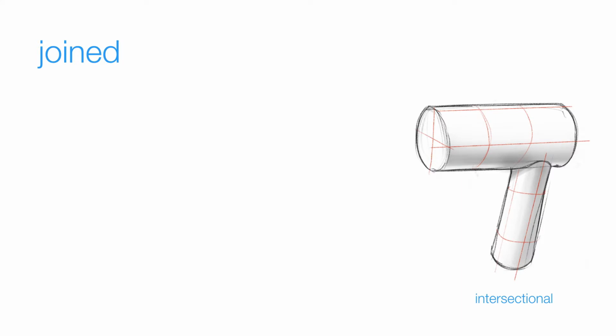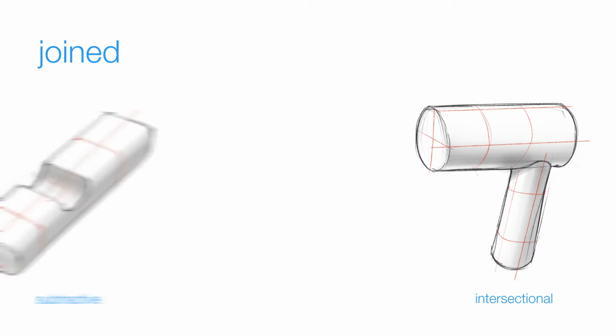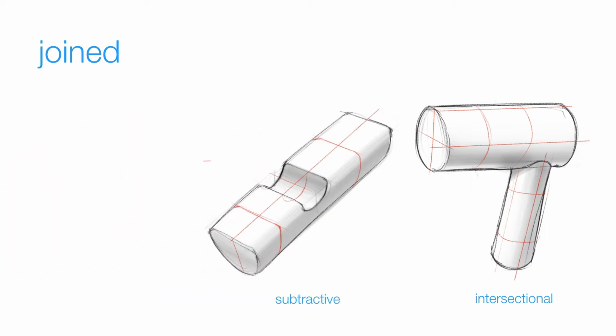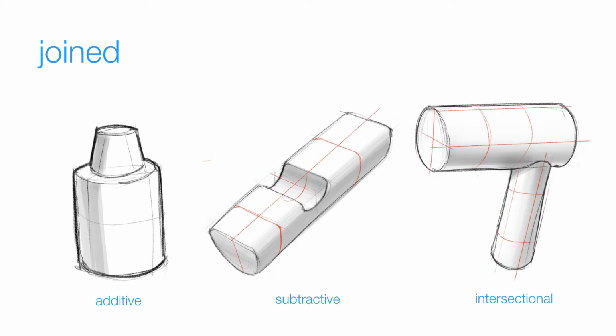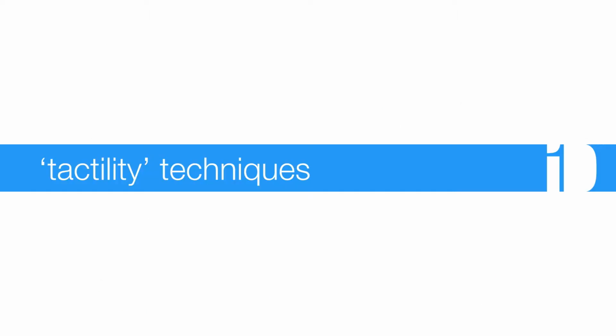And joined forms, very common in products, can be intersectional, where we can see two forms that interpenetrate, share some volume. They can be subtractive, where we can see like a shape has been cut out of a form. And they can be additive, where two shapes coincide. They look like they've been glued together. So these are forms that we need to think of and that we can apply in our Tactility project, techniques to come up with new ideas.